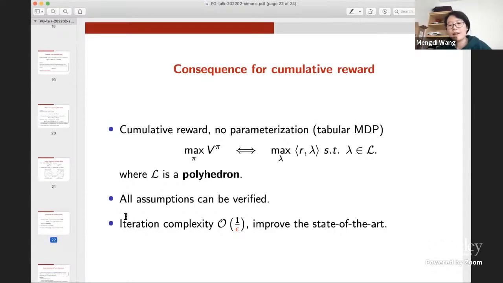Okay, and again, if we go back to the standard problem when we have cumulative reward, the problem in the lambda space is a linear program, and all the assumptions naturally hold with tabular MDP, and also with softmax under a little bit of modification. And in this case, the iteration complexity of policy gradient is going to be of order 1 over epsilon. And that's much better than the 1 over epsilon square iteration complexity that used to be known.